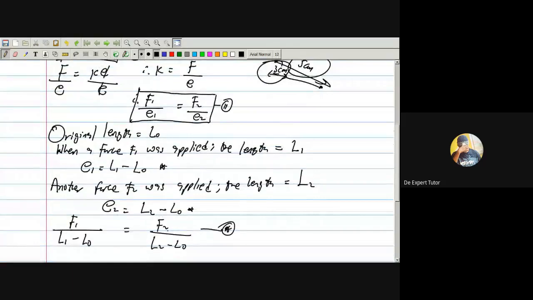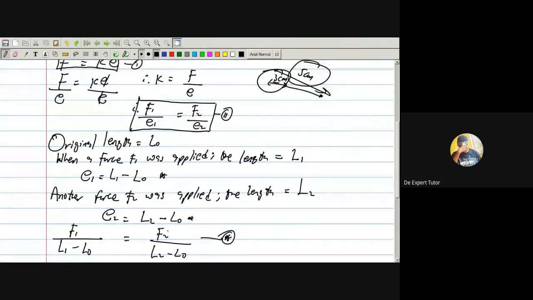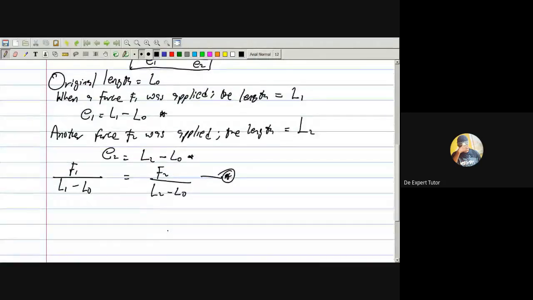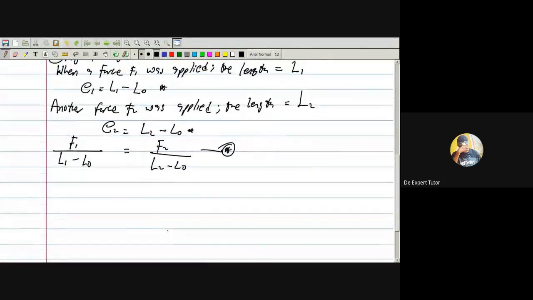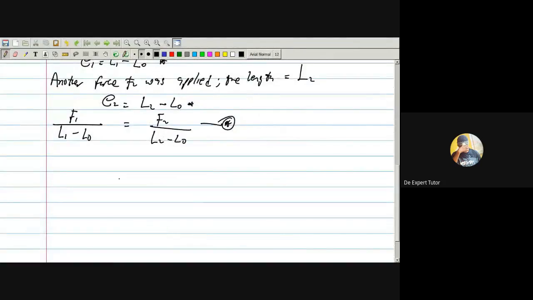If you hear the word extension, another word for extension is increase in length. All those English words can be interchanged. So let's go. Now pay attention. There are some terms we need to know.